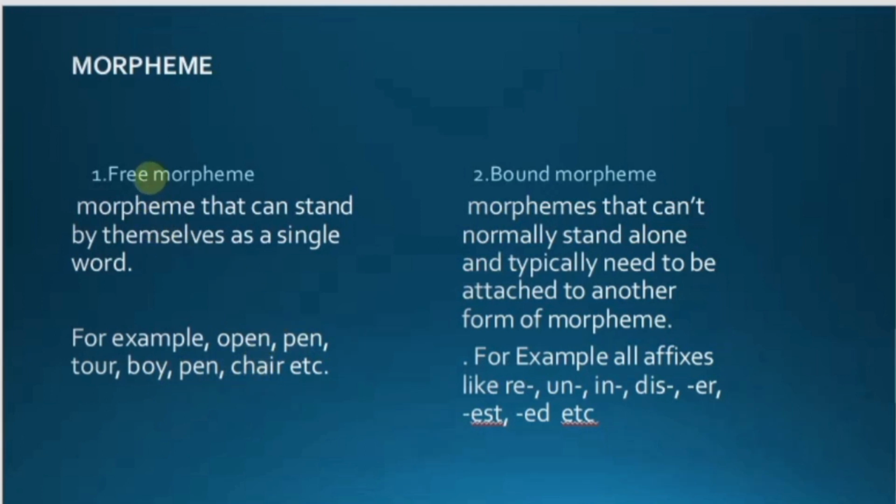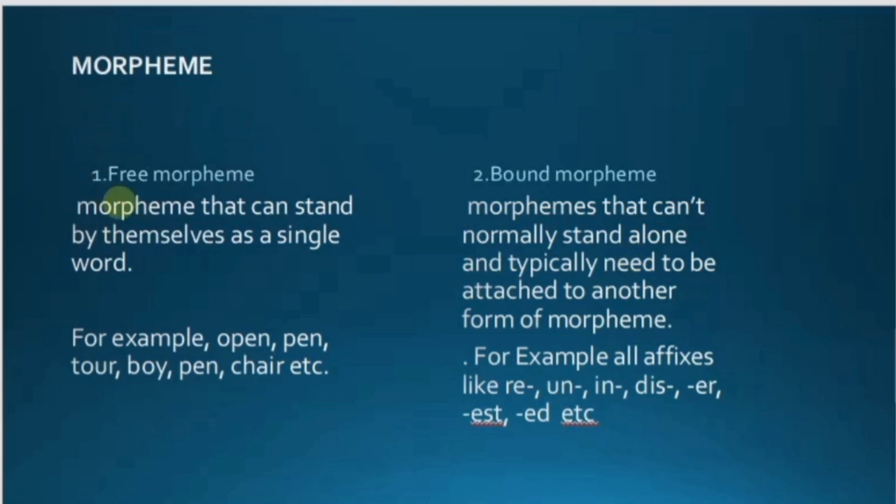They are independent. On the other hand, in opposite of free morphemes, there are bound morphemes that cannot stand alone in isolation. They are dependent on other morphemes to make their meaning clear. All affixes are examples of bound morphemes, like re, un, in, dis, er, est, ed. They are meaningless in isolation, but when combined with some other word, they make their meaning clear. Otherwise, in isolation, they do not make any meaning. They are dependent.